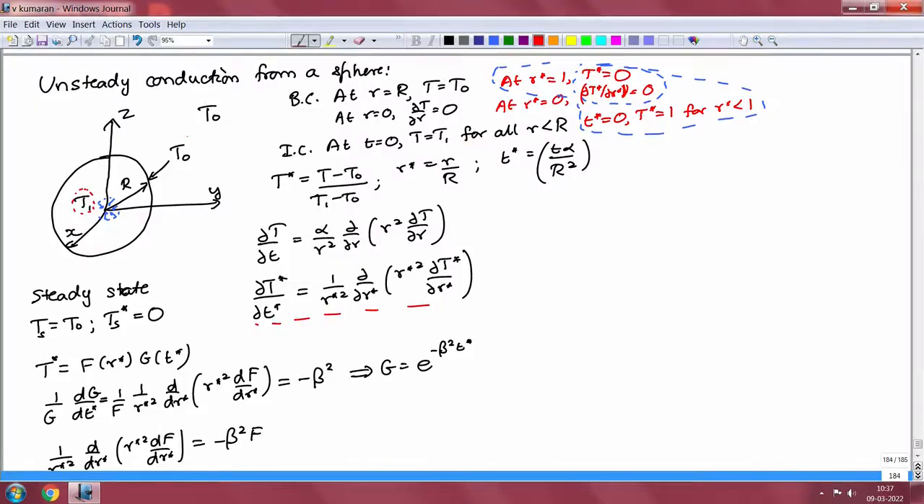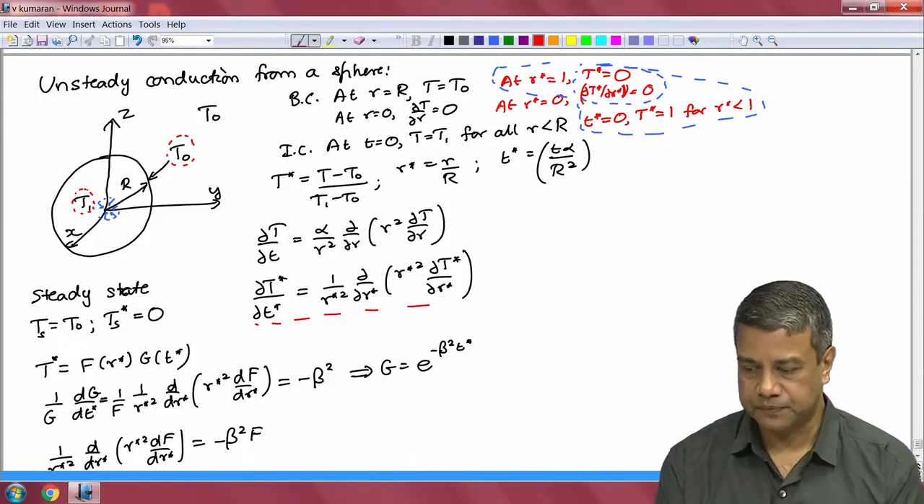So, in the previous lecture we were looking at the unsteady heat conduction from a spherical particle. The problem was that you had a spherical particle at temperature T1 initially, which was dropped into a fluid with temperature T0. The radius of the particle was r, and we had assumed that the thermal diffusivity of this particle is alpha.